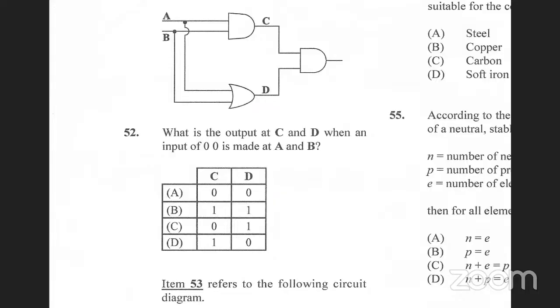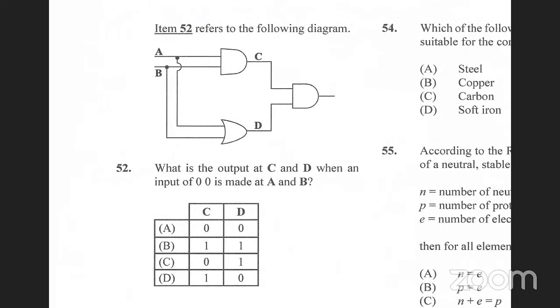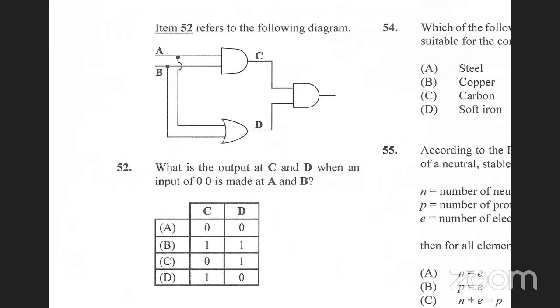This one here, a little circuit diagram. What is the output at C and D when the input 0, 0 is made? Right? So you want 0, 0, so this will be 0, and this will be 0. Well, 0, 0. A.